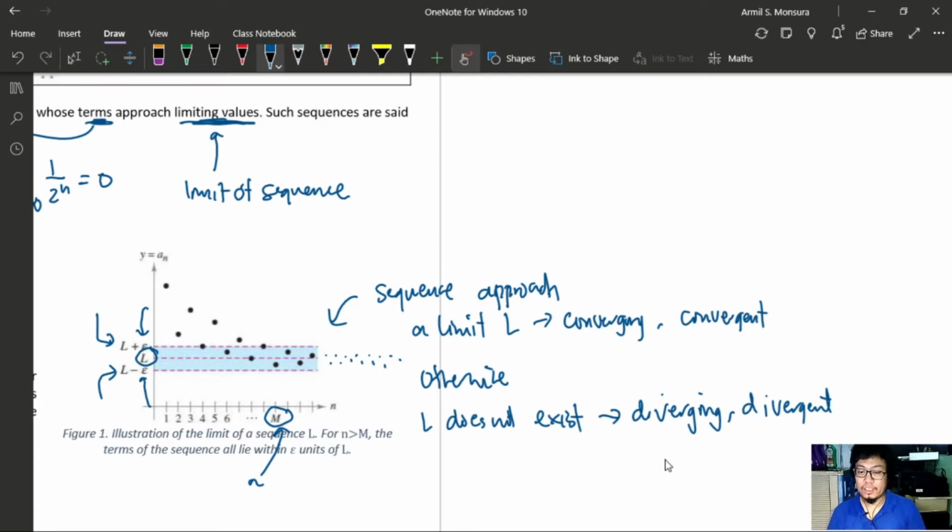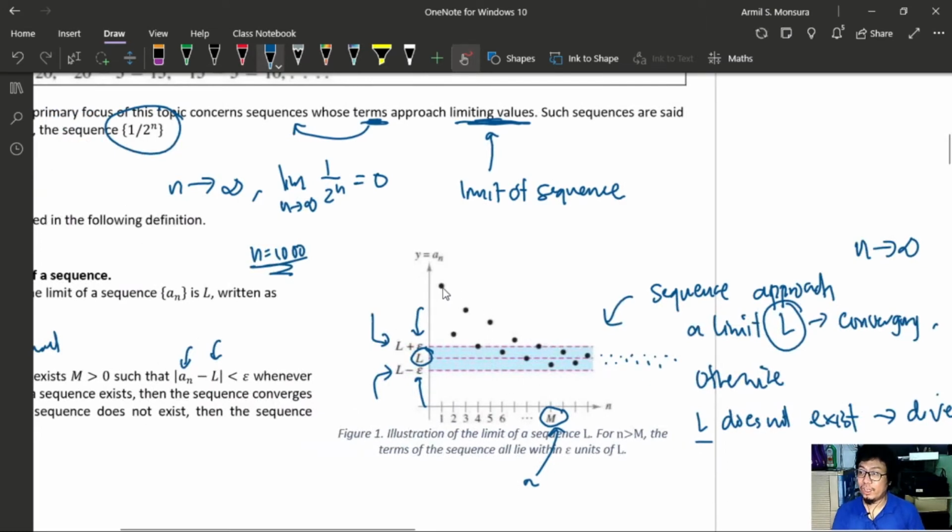So these are the terms that we should be able to use when characterizing our sequence, when we are talking about how it behaves as n approaches infinity. These are the possible behaviors of the terms of your sequence as n approaches infinity. It's either converging, when we can evaluate a limit L, or it is diverging or divergent when L does not exist.